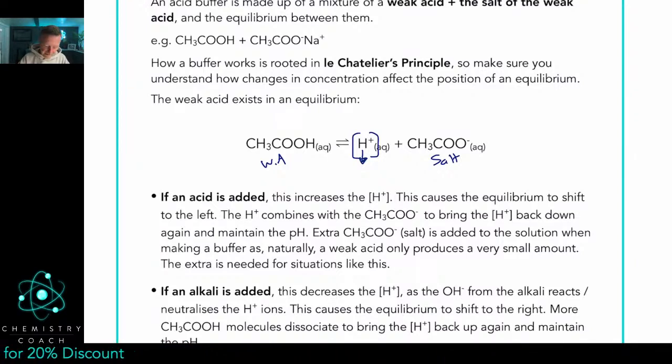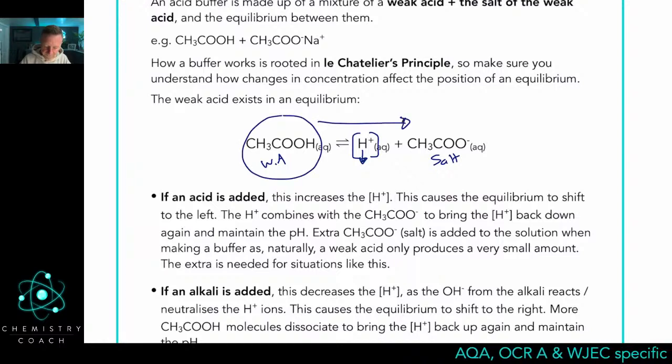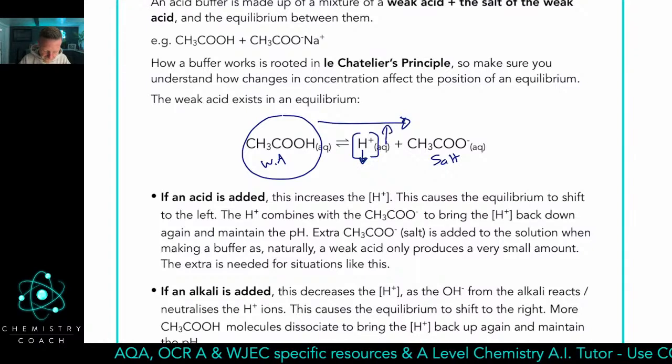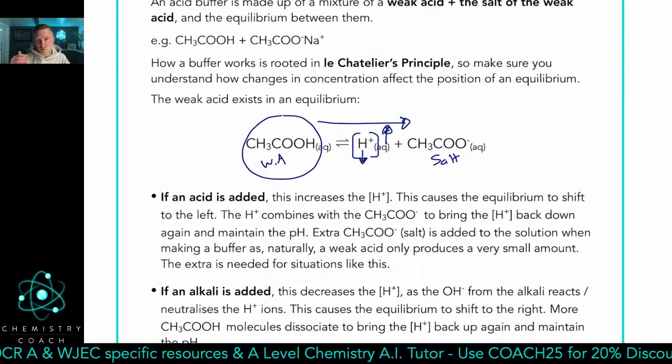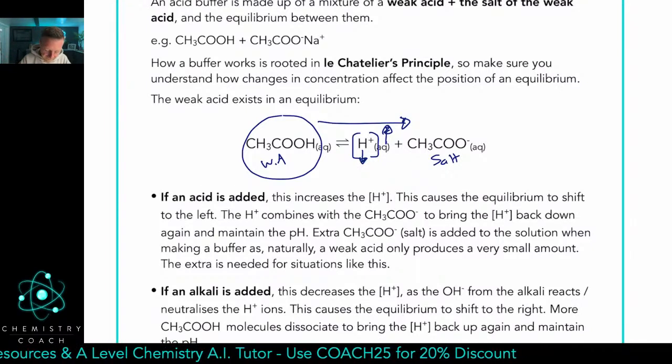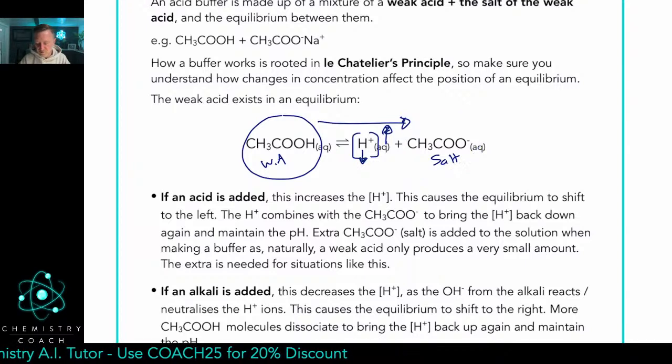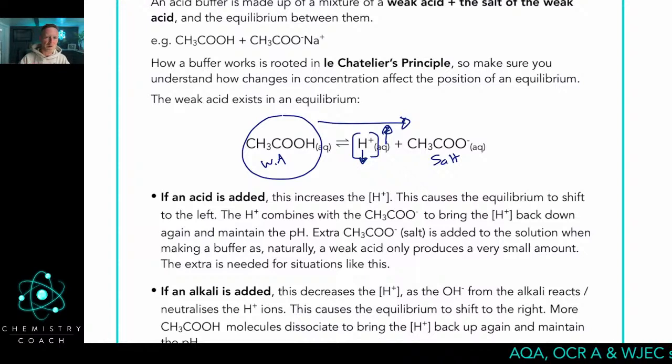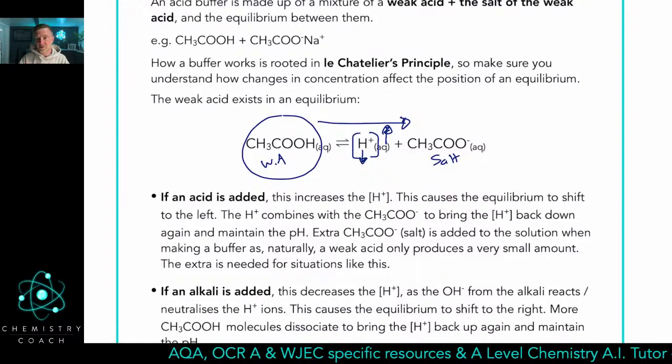Le Chatelier states that if this concentration comes down, more of this will dissociate, shifting the equilibrium to the right, and therefore bring that hydrogen ion concentration back up to a normal level, and obviously as a consequence produce more of these anions, produce more of the salt, technically. So whichever you do, add a small amount of acid or a small amount of alkali, that's going to affect the position of the equilibrium.